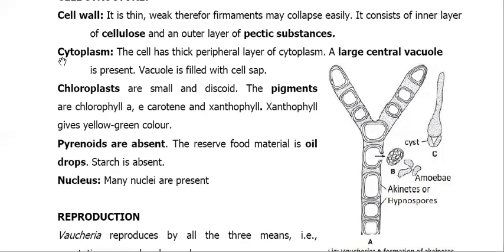The other structural entity is the cytoplasm. The cell has a thick peripheral layer of cytoplasm. A large central vacuole is present. The vacuole is filled with cell sap. Chloroplasts are small and discoid.